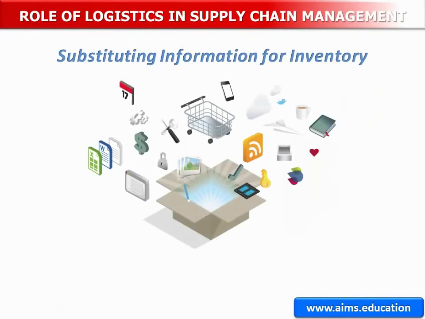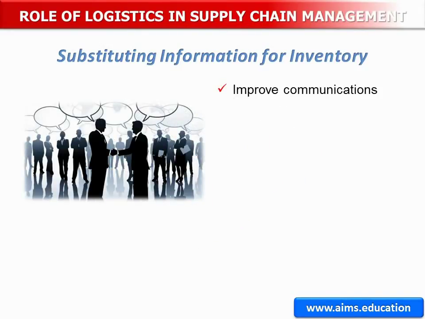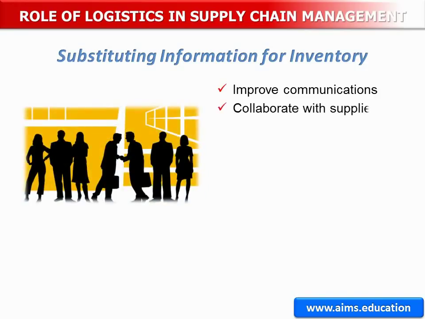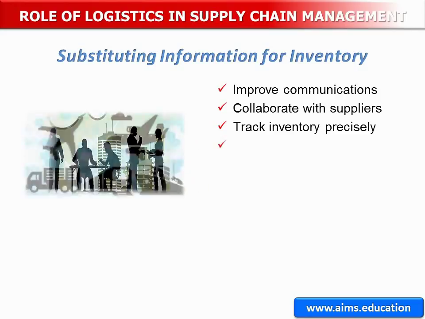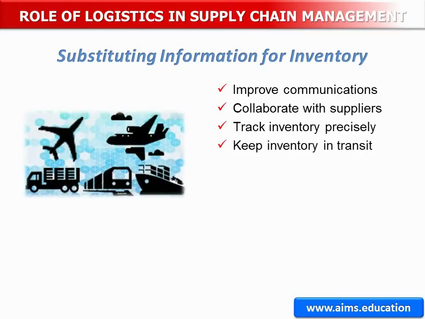Substituting information for inventory. Physical inventory can be replaced by better information in the following ways. Improve communications. Talk with suppliers regularly and discuss plans with them. Collaborate with suppliers. Use just-in-time to coordinate deliveries from suppliers. Track inventory precisely. Track the exact location of inventory using barcodes and/or radio frequency identification with global positioning systems. Keep inventory in transit. It is possible to reduce system-wide inventory costs by keeping inventory in transit.